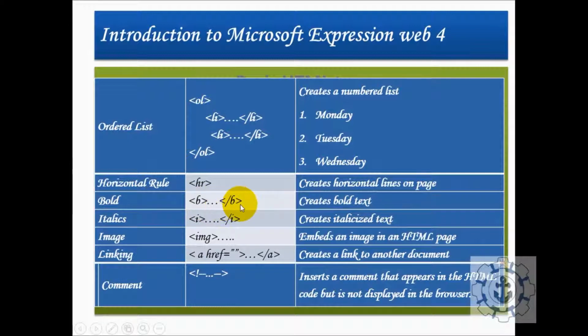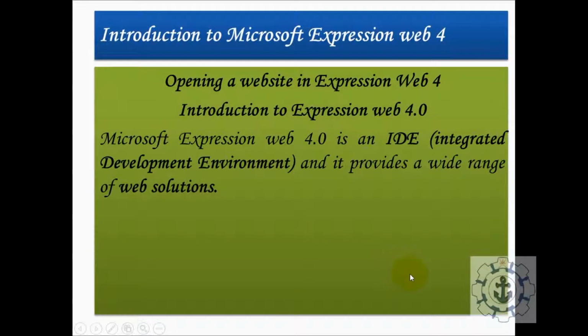B stands for bold, I stands for italic, and img is an image tag. For linking, you use anchor reference or hyper reference, which creates links to another document. And next comes Expression Web 4. So what is Expression Web 4?